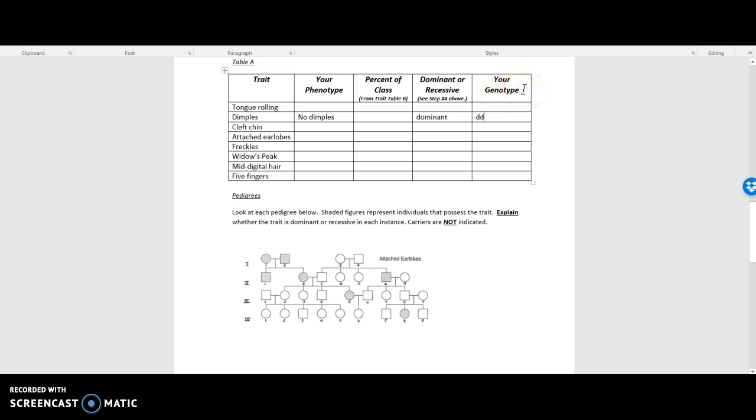Remember with genotypes, if you do have a dominant trait, you have both of those options. So let's say I have a widow's peak, which I do, and that is also a dominant trait. My options here would be big W, big W, or big W, little w. So I would put both options for that.